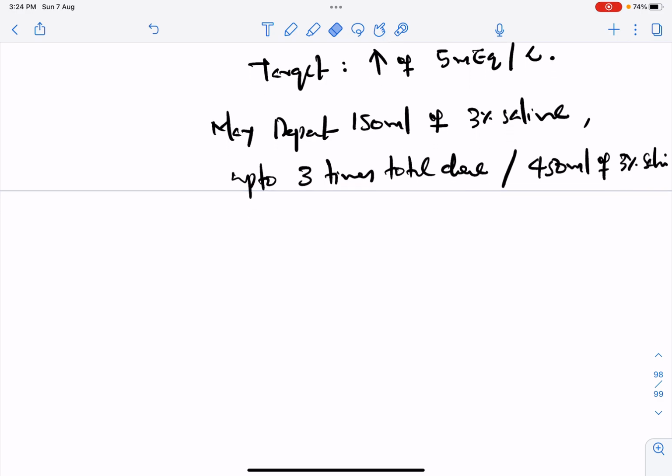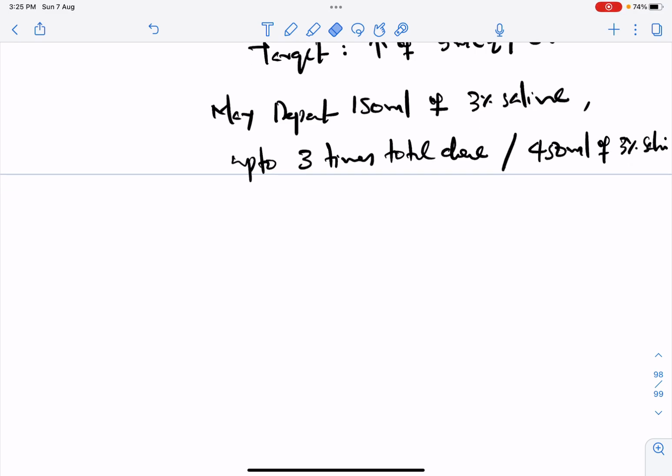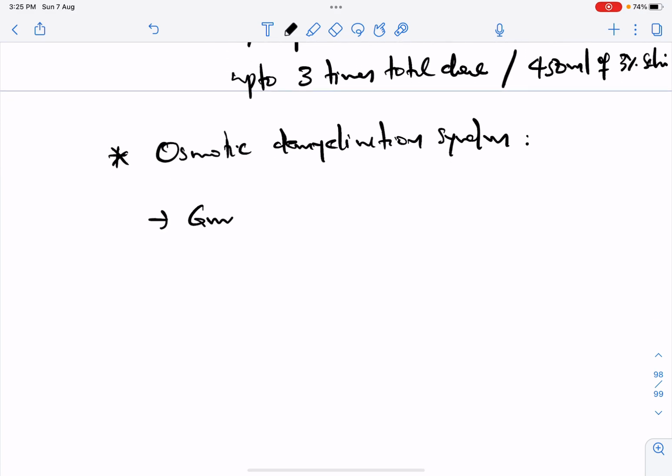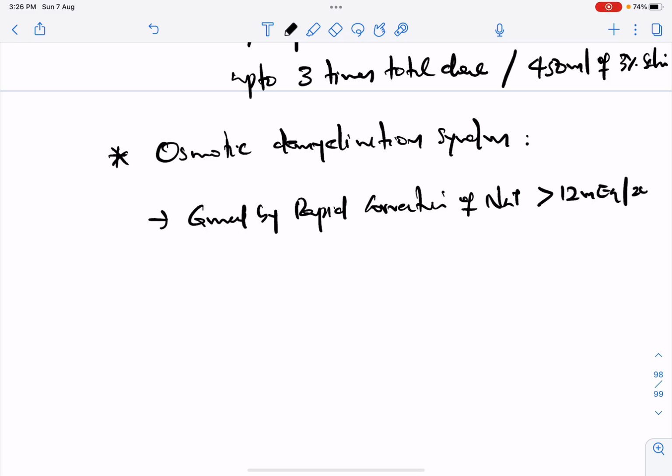Now what happens if you are rapidly correcting the sodium in a chronic hyponatremic patient? It is nothing but osmotic demyelination syndrome. It is caused by rapid correction of sodium, even if the patient is presenting in an acute setting. Also, if we are correcting more than 12 milliequivalents per 24 hours, it will also lead to osmotic demyelination syndrome. So it is caused by rapid correction of sodium more than 12 milliequivalents per 24 hours.